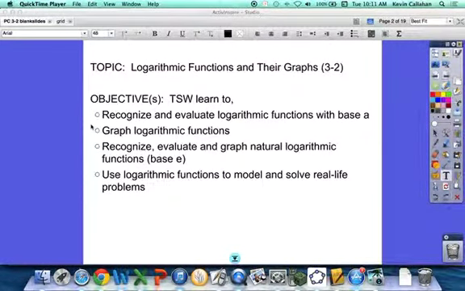Okay. So now we do logarithms, right? So logarithms and their graphs. Logarithms are a new kind of function that we might not have dealt with up till now.